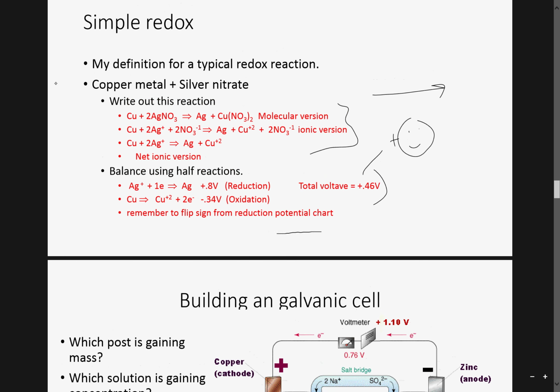Don't forget to flip the sign on this guy here. This is the oxidation version, so it was reversed on the reduction potential chart.